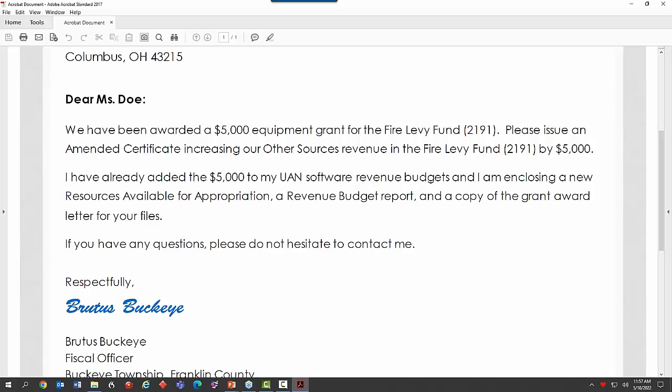So I have added my 5,000 revenue budget, and I'm enclosing a new resources available. Some counties want that to show it's already done. A revenue budget report, not likely, but maybe, and a copy of the grant award letter for your files. There are counties that require that you prove that you're going to get the money by something like the grant award letter. So you can't just send an email that says, I need an amended certificate for $5,000 to the fire fund in that county. You got to send proof.